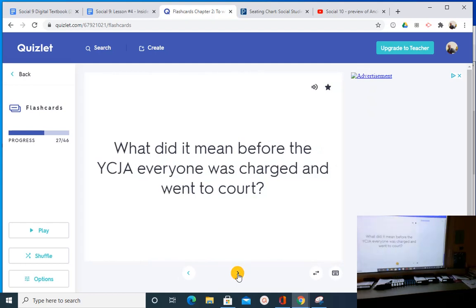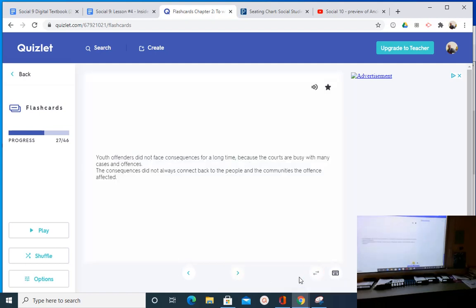What did it mean before the YCJA? Everyone was charged and went to court. Young offenders did not face consequences for a long time because the courts were often busy with many cases and offenses. Consequences did not always connect back to the people and communities. So one of the reasons the YCJA looks at having other options other than simply giving you a criminal record is because the court system in Alberta is quite busy.